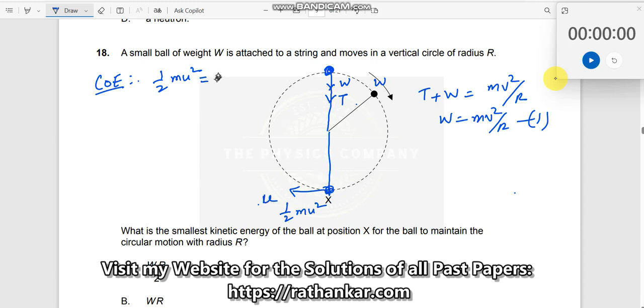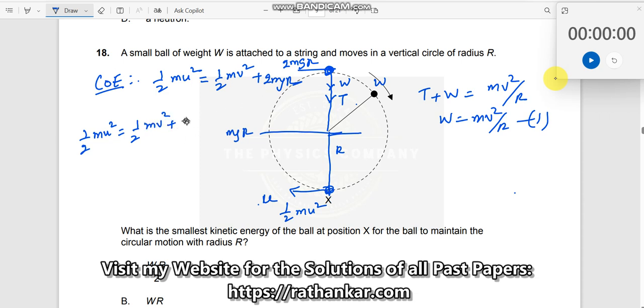What is the energy at this point? It should be half mv square, because you should have some velocity over here, plus the potential energy, because it has climbed all the way along, right? If this is the radius r, until here it should be mgr, until here another mgr. So it will be 2mgr over here. Now what is he asking? He is asking for the kinetic energy. So I will write this as half mu square is equal to half mv square plus 2mgr. I'll rewrite the equation once again.